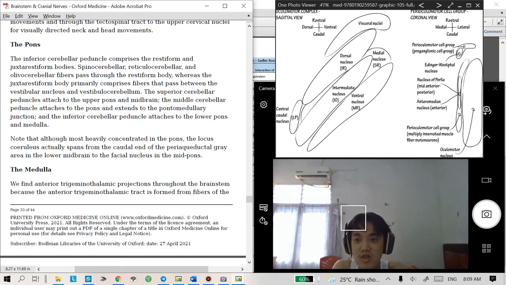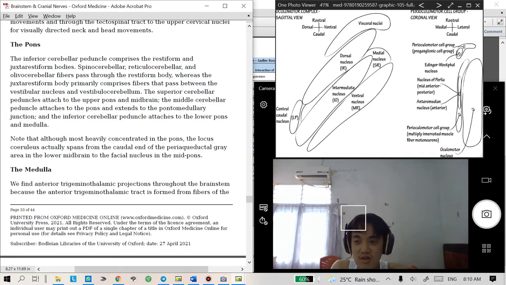Note that although most heavily concentrated in the pons, locus coeruleus actually spans from the caudal end of the periaqueductal gray area in the lower mesencephalon to the nucleus nervi facialis in the mid-pons.